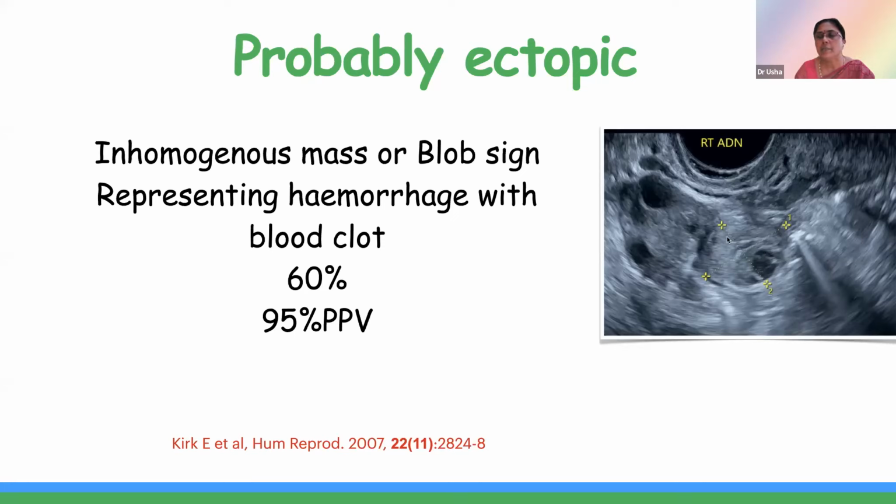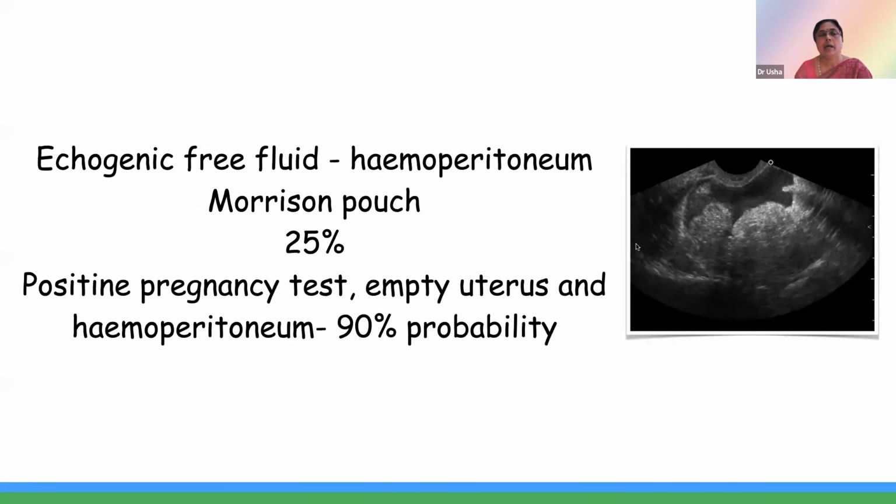So this is seen in about 60% of women, and it also has a 95% positive predictive value. And in case you see echogenic free fluid, that represents the hemoperitoneum. So you can see it in the pouch of Douglas around the uterus. And if the hemoperitoneum is massive, we will be able to see it in the Morrison's pouch also. And this is usually seen in about 25% of ectopic pregnancy cases.